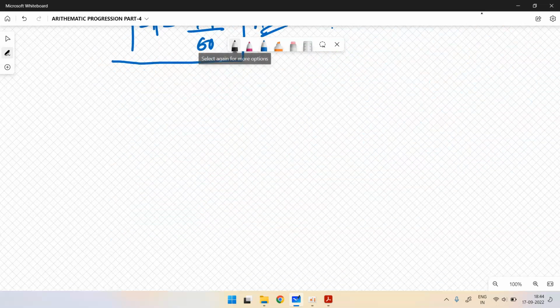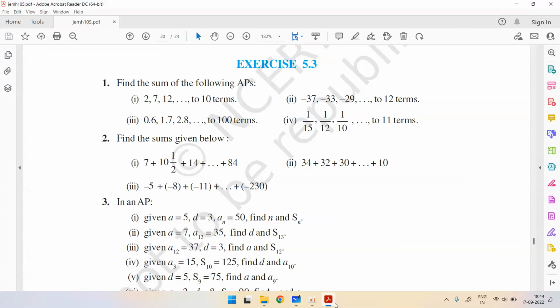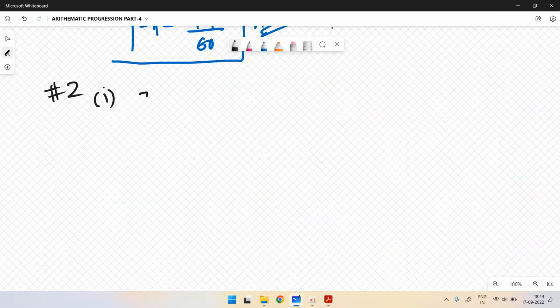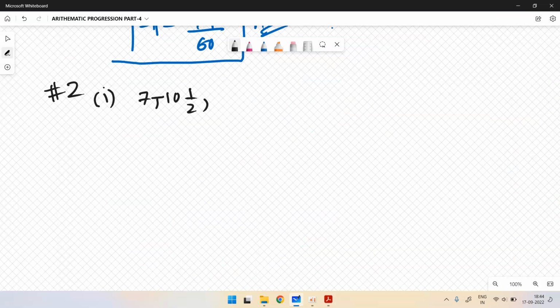Second question, first part. This is 7, 10 by 2, 14. So we need to find this sum: 7 plus 10 by 2 plus 14 plus up till 84.